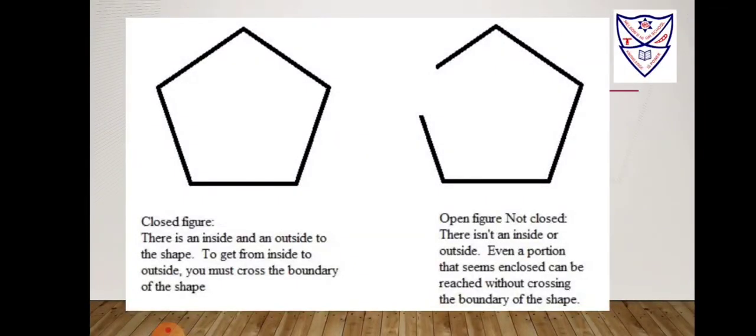Now these are the two figures. The first figure is a closed figure. There is an inside and outside to the shape. To get from inside to outside, you must cross the boundary of the shape. This is an open figure. It is not closed, so there isn't an inside or outside. Even a portion that seems enclosed can be reached without crossing the boundary of the shape. So here, according to the definition, this one does not end at the starting point, and this is a figure which ends at the starting point.